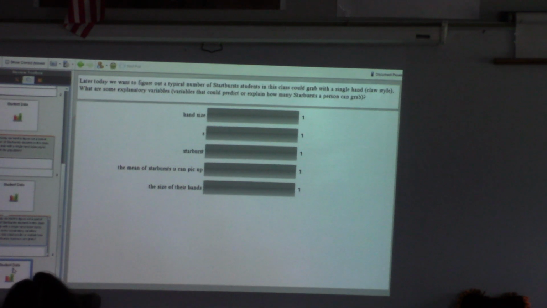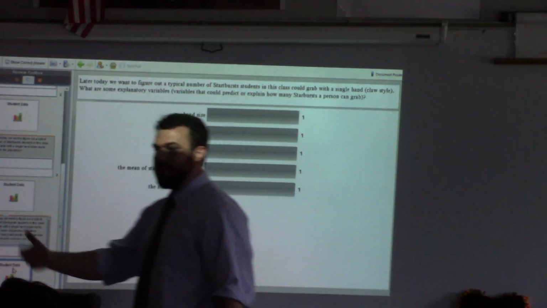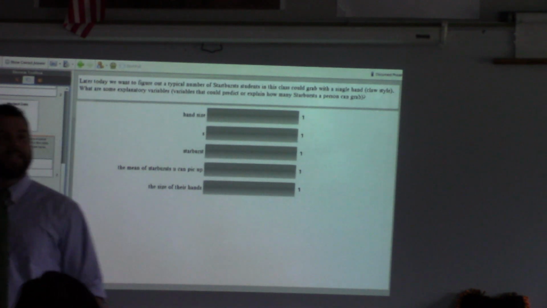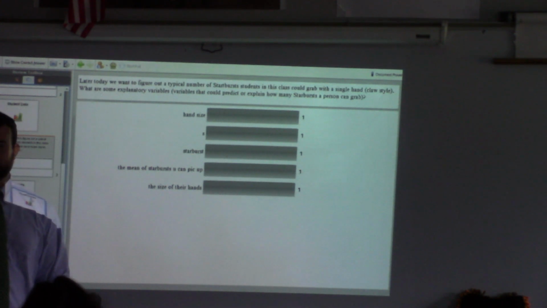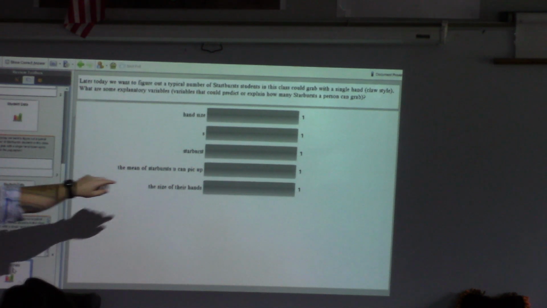So the question, what are some explanatory variables? Variables that could predict or explain how many starbursts a person can grab. And this is what Ralston was talking about earlier. The size of the hand matters, right? But again, is that what the researchers are changing? No, okay. So, hand size.